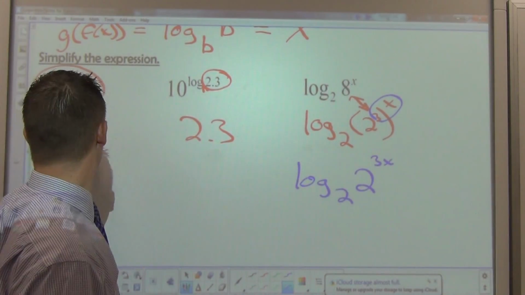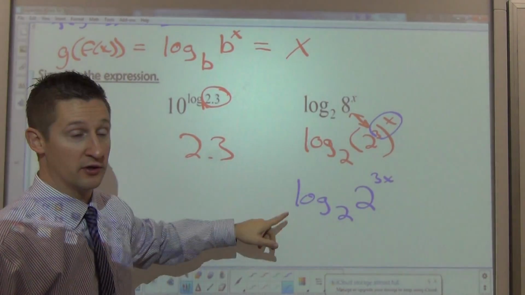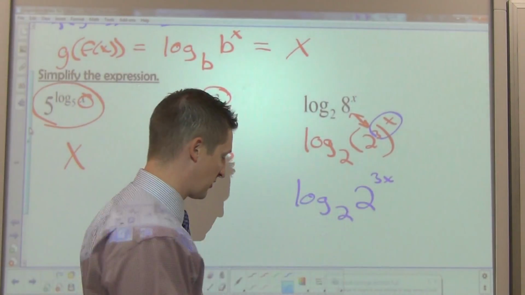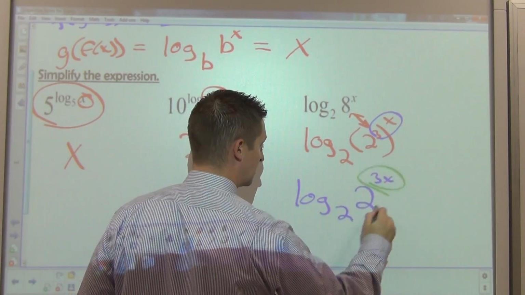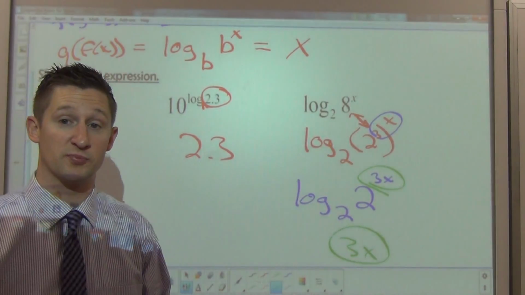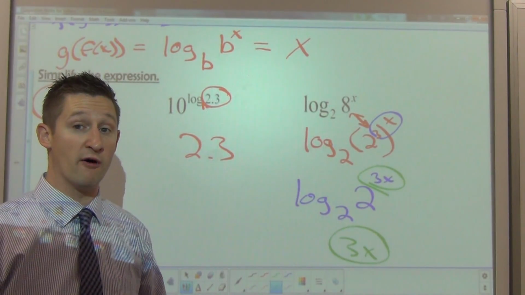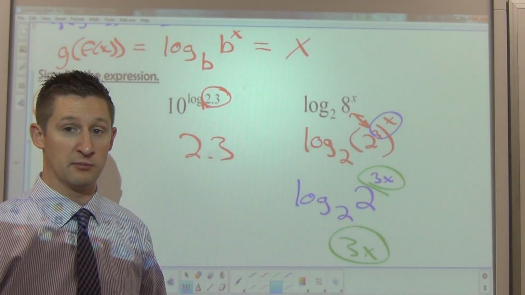And now, thanks to my inverse properties, the log base b of b to the x is equal to x. Well, the log base 2 of 2 raised to the 3x is equal to 3x. So I can use those inverse properties to simplify expressions, and eventually it's going to help me solve exponential and logarithmic equations.